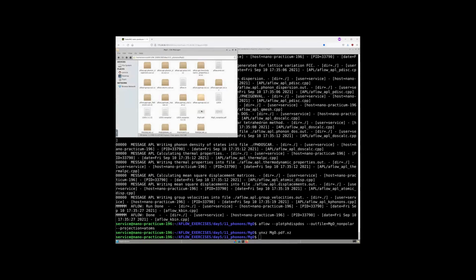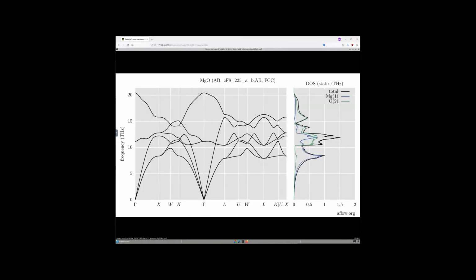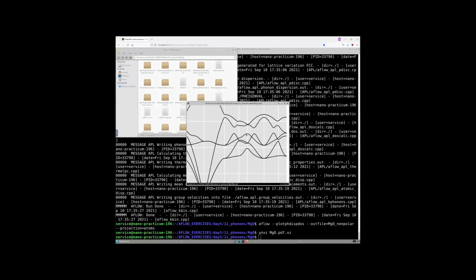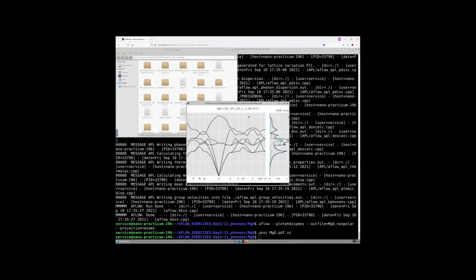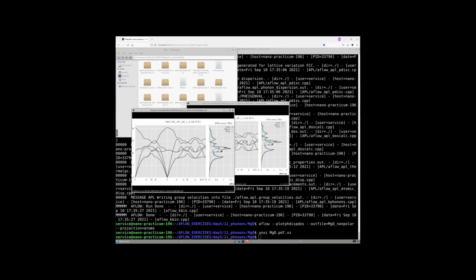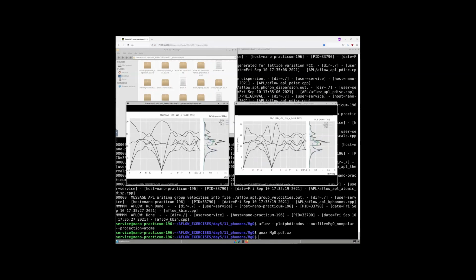What I want to show you is this is magnesium oxide without polar corrections, and here's magnesium oxide with polar corrections. Let's see if I can get both of them in the same window. So yeah, we see there's a huge difference near the gamma point when we include or don't include these polar corrections. And depending on which material you chose when you did your phonon dispersions, you will see a big difference or you don't.